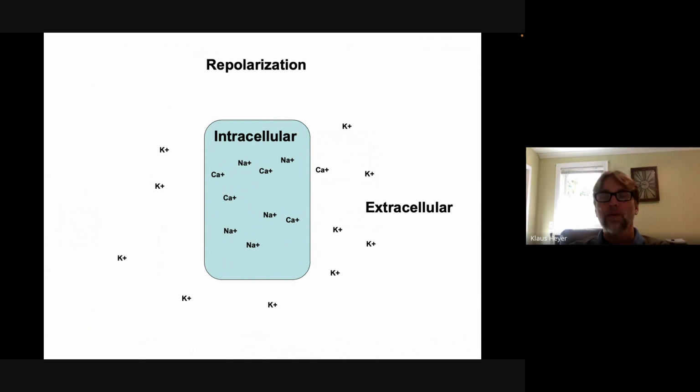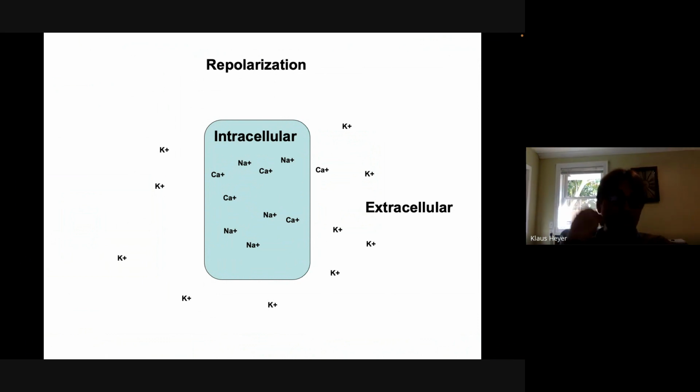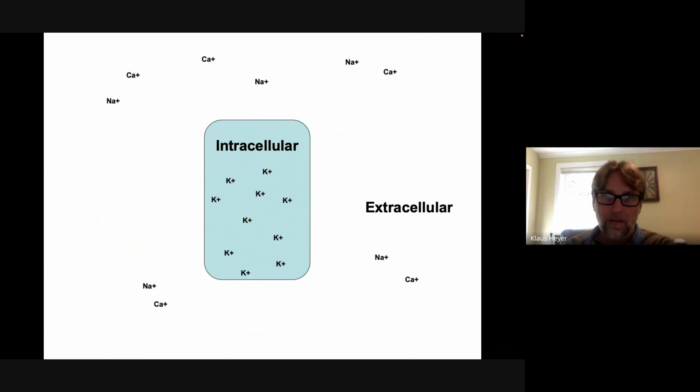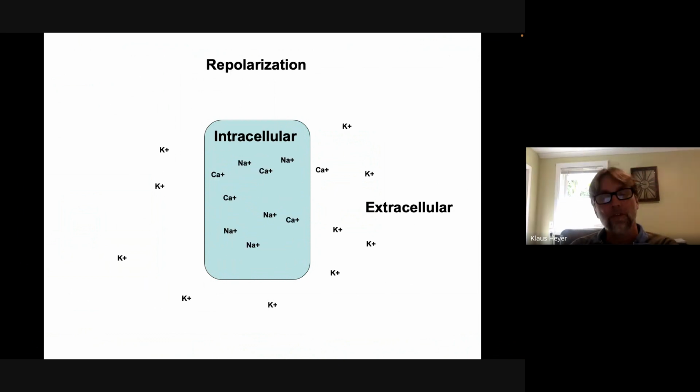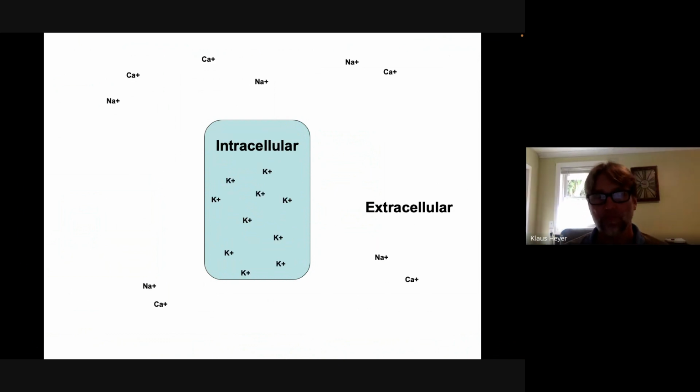And then lastly, we've switched places here, and you have sodium on the inside and you have potassium on the outside. That's causing repolarization. And then before they do the next heartbeat, they swap places and go back to the original position again. And then it just goes back again.